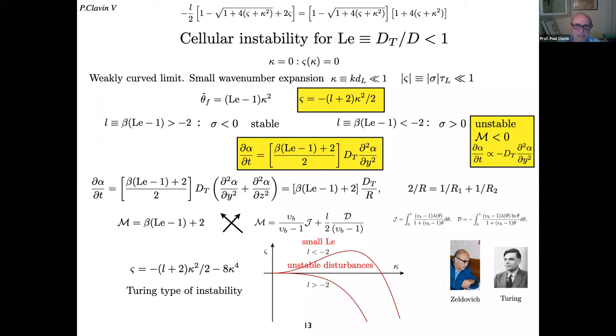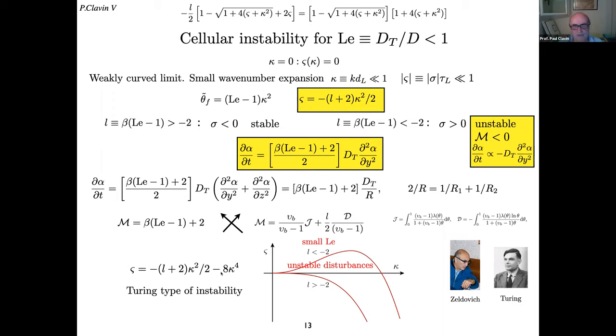You see, if now you push the analysis that has been described completely, this result, to the second order. This is the first order in kappa. Now, go to the second order. You obtain a systematic stabilizing term, which is kappa to the fourth. And this is a stabilizing term, which systematically stabilizes the very small wavelengths.